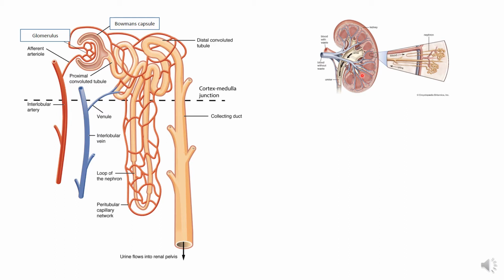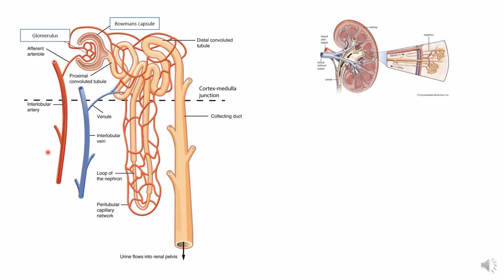You've also got blood coming into the kidney via the renal artery, red here, that's bringing blood in that has waste, and then you've got blood leaving through the renal vein. This here is your nephron. So you can see here it's turned on its side.